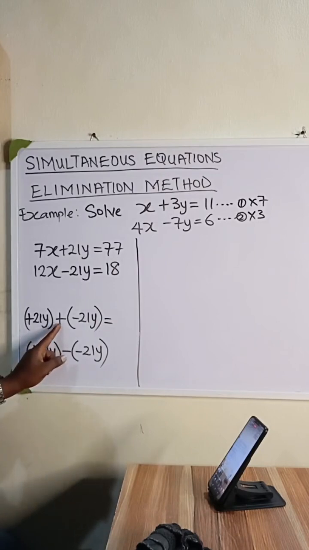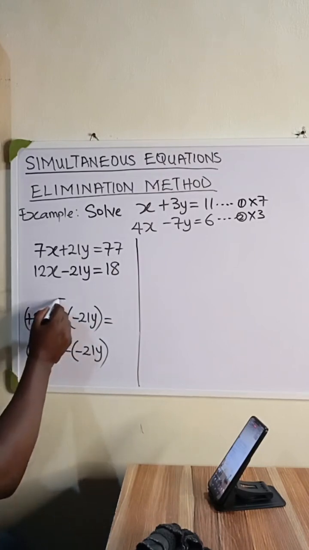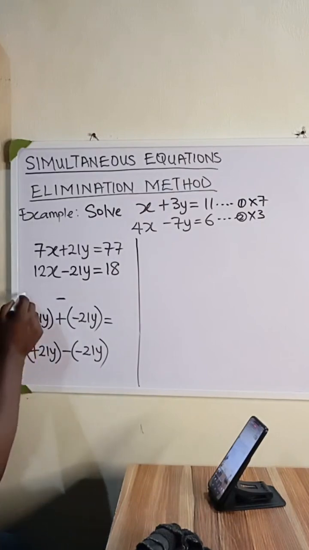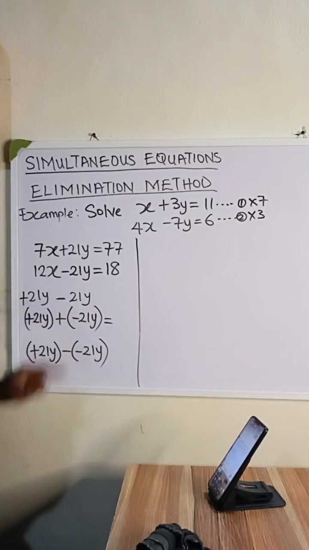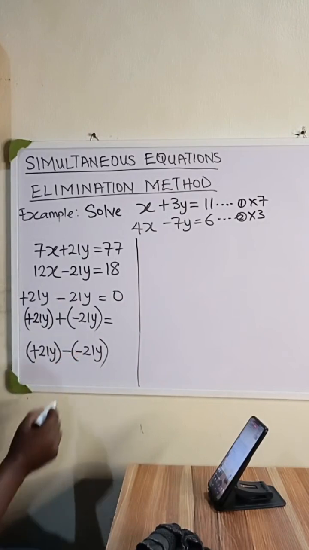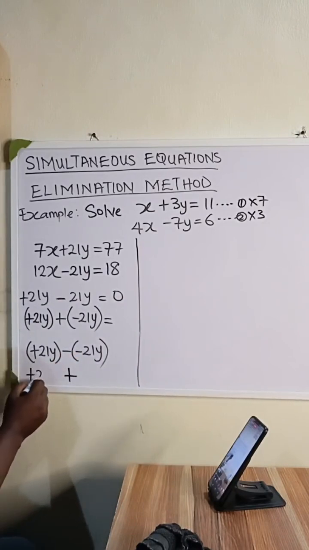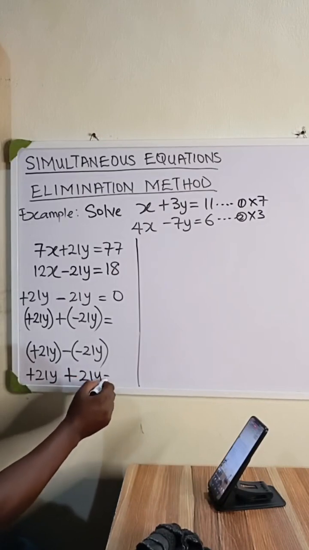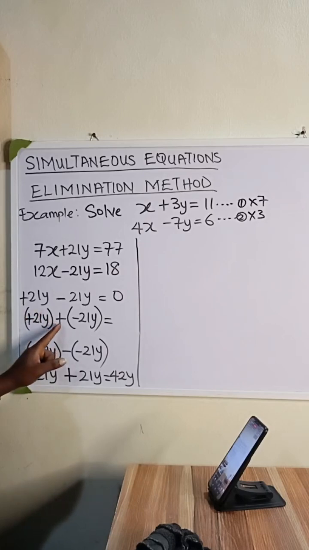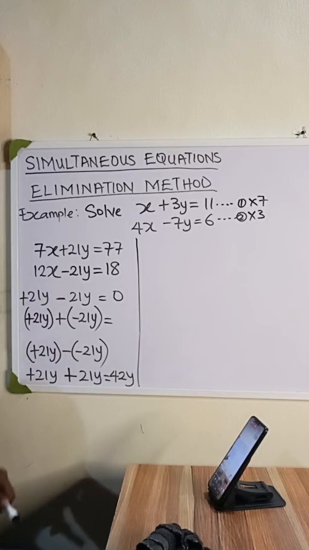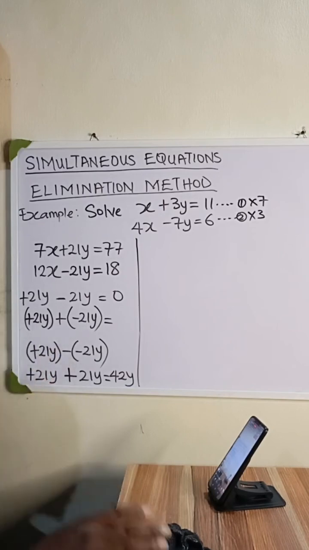So in this first situation, we have plus times minus, which will give us minus. So that means we have plus 21y minus 21y. Plus 21y minus 21y is going to give us 0. Over here, minus times minus is going to give us plus. That means we have plus 21y plus 21y, which will give us 42y. So that means the situation that gives us 0 is when we are adding the two equations together. Right? So we're going to use addition. Okay.